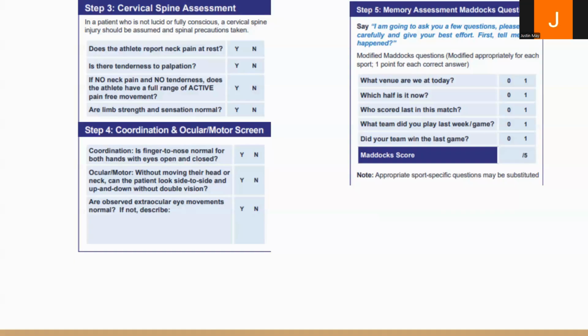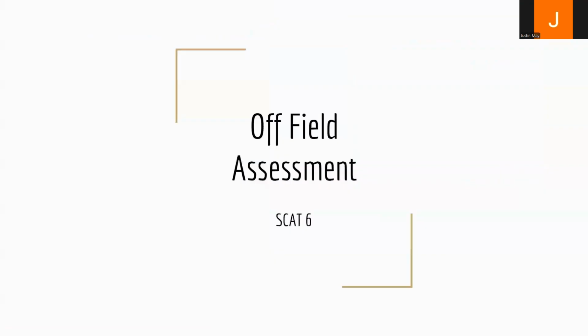So for the memory assessment, we're going to be doing the Maddocks questions. We're looking at what venue are we at today, which half is it now, who scored last in this match, what team did you play last week or game, and did your team win this past week? And this can be scored on a scale of 5, with each question earning us a 1.